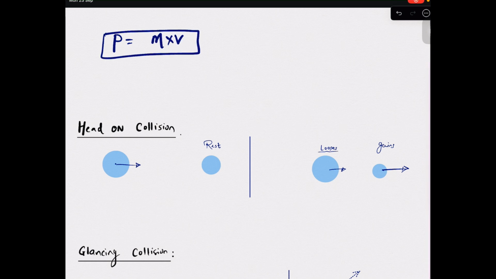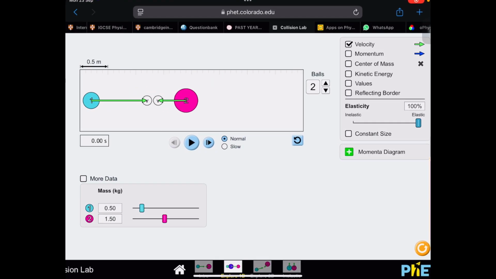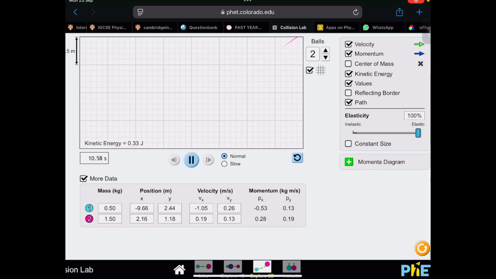So two-dimensional momentum is when objects are colliding, but not colliding head on, they're colliding at a glancing angle. You can visualize it here. These two objects collide and then bounce back. This is called a head-on collision. On the other hand, the glancing collision looks like this. When the objects collide and bounce away, not in the same direction but making some angle with the x-axis or y-axis. So the concept remains the same.